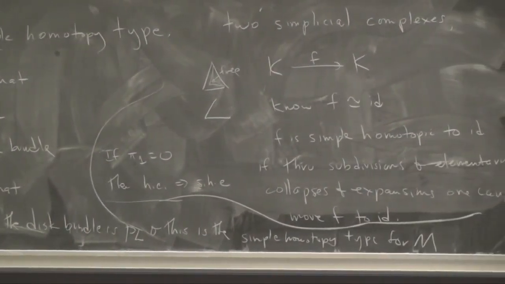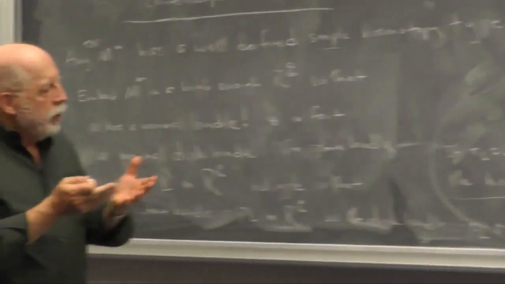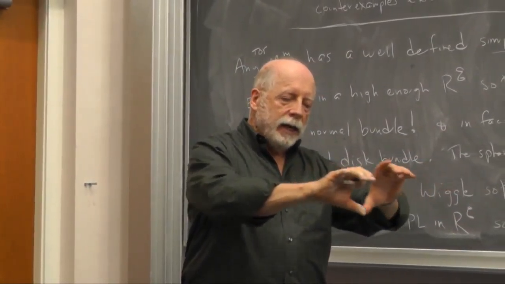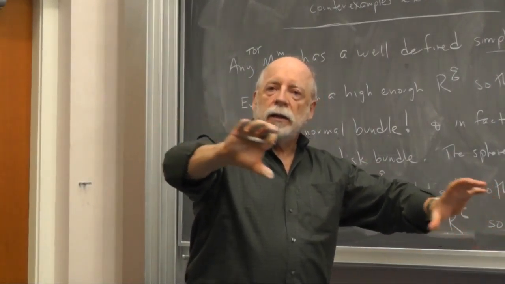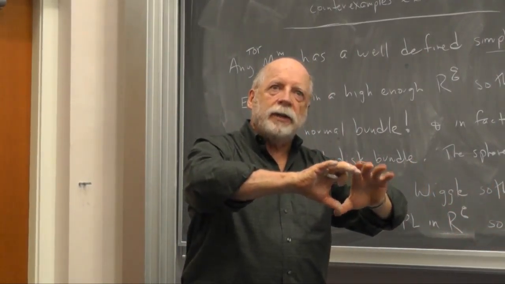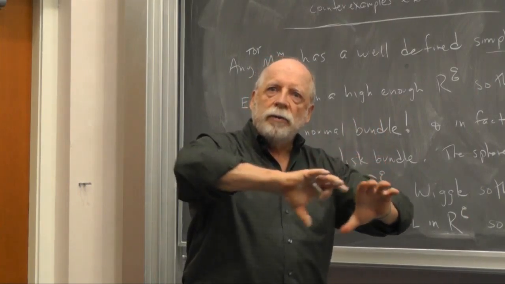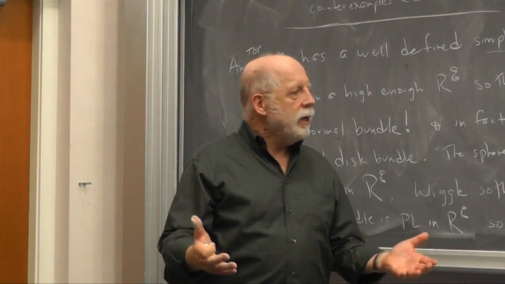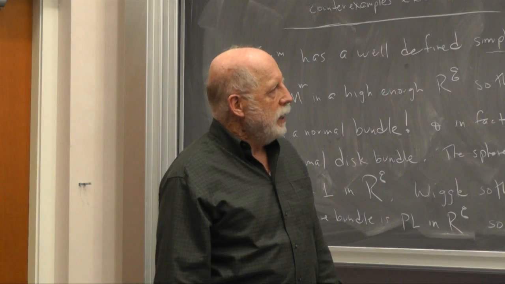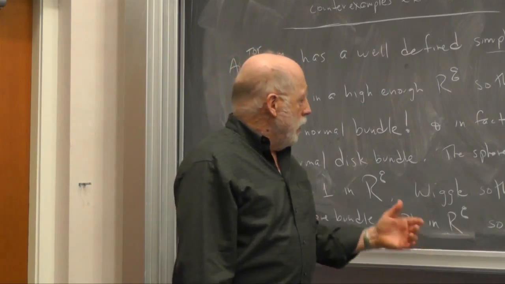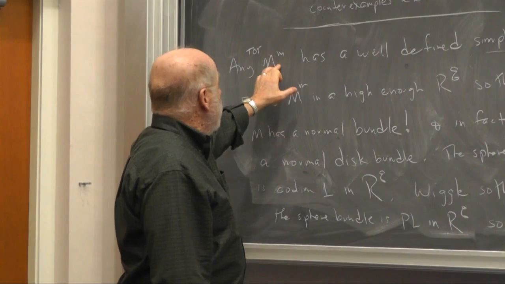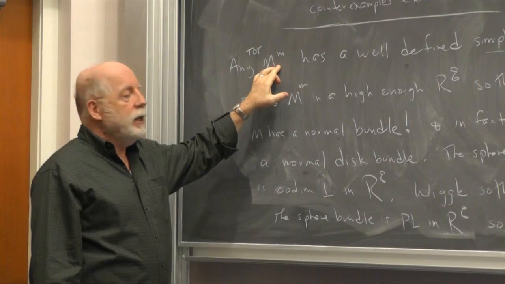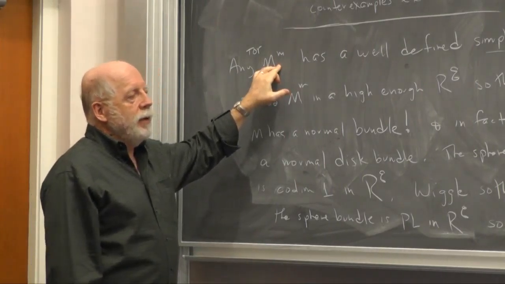To make it short and sweet, you put M with a nice disk bundle into Euclidean space, and then you wiggle the boundary so it's PL. The disk bundle is not a PL bundle, but the total space, this q-dimensional total space, is PL, and therefore triangulated, and therefore a simplicial complex. M itself may not be a PL manifold. It can't be a PL manifold, but it's got a disk bundle which is a PL manifold, and that's the simple homotopy type we give to M.